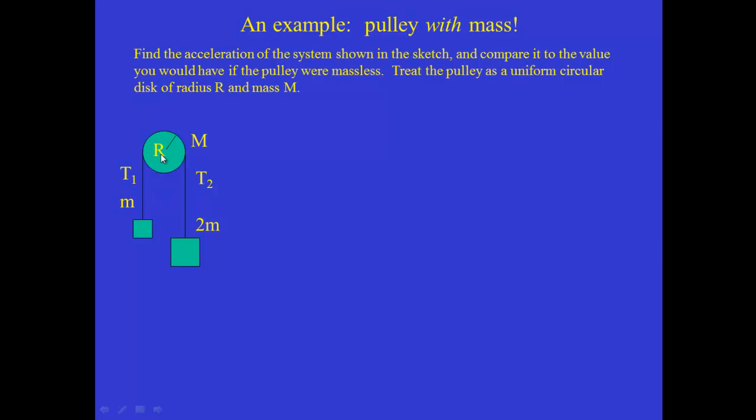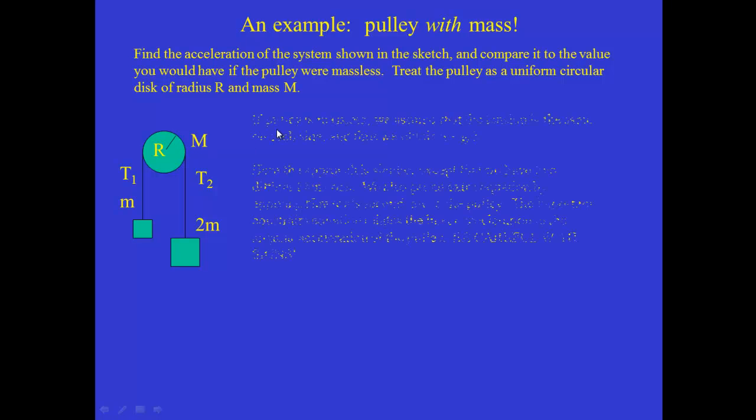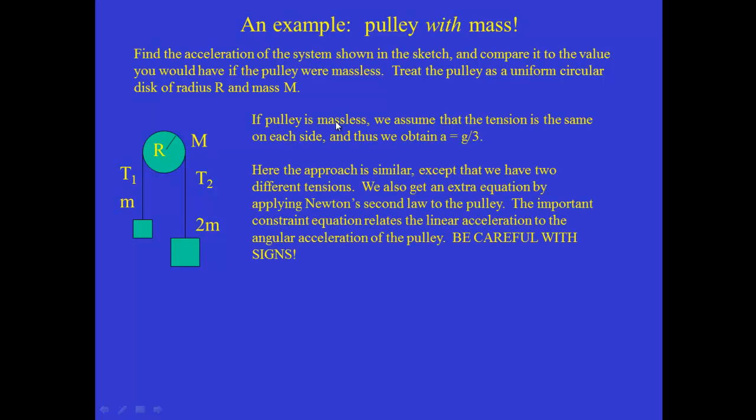We will still treat the pulley, this rotating cylinder, as if there's no friction as it rotates. However, we can't treat it as if it's massless. So the pulley we'll treat as a uniform circular disc or a uniform cylinder of radius r and mass m, and its moment of inertia will come into play in the analysis of this situation. If the pulley were massless, then T1 and T2 would be the same, and we would find out that the system accelerates with the mass 2m going downward with an acceleration of 1/3 the acceleration of gravity.